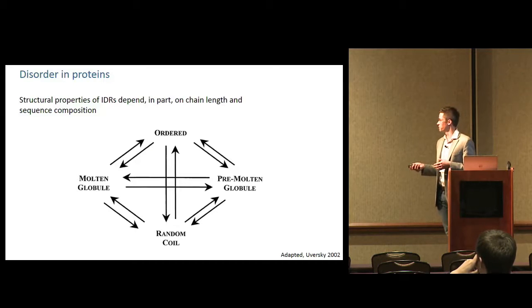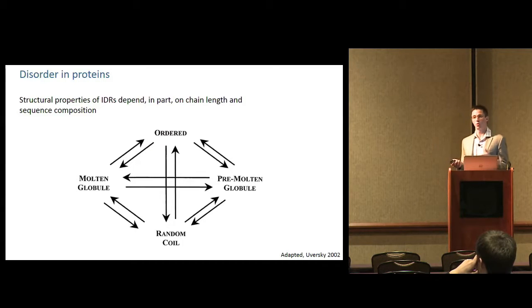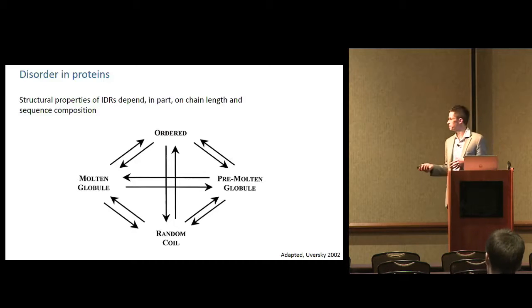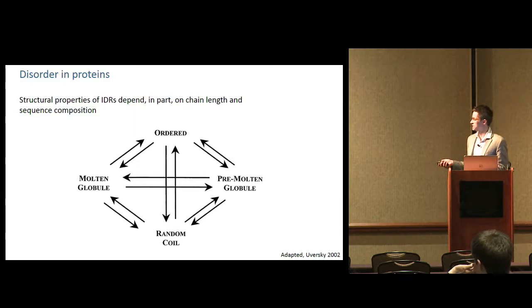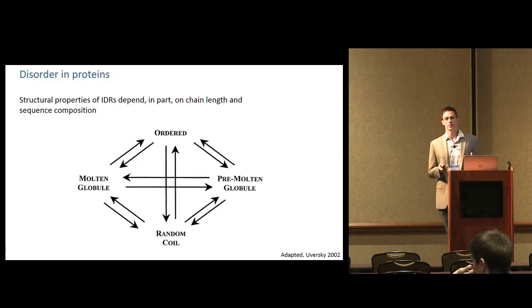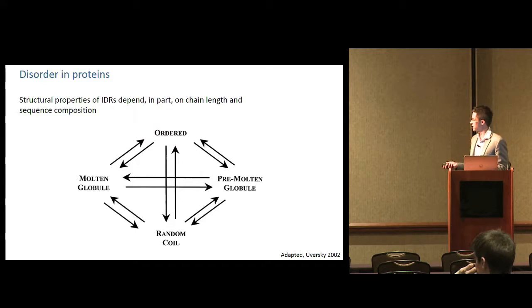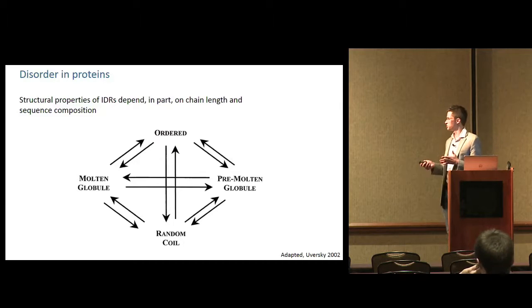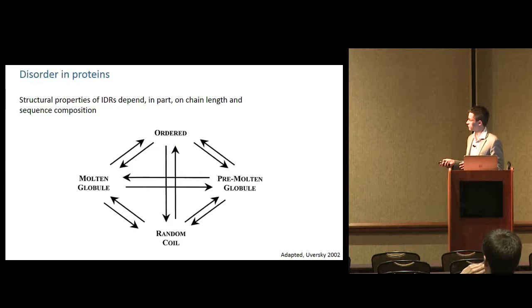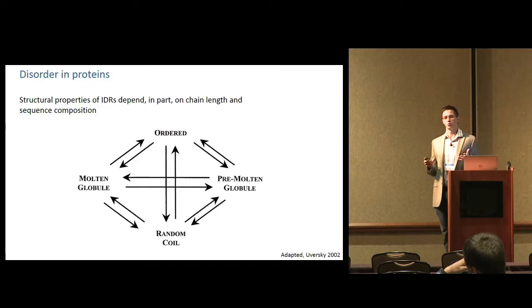The molten globule is highly compact, the random coil is more extended and flexible, and the pre-molten globule falls somewhere in between. Now, the occupancy in and transition between these states depends in part on chain length and sequence composition, among other things. And each of these states gives rise to a particular unique function. We want to understand what drives proteins into structural states and what role the solvent plays.